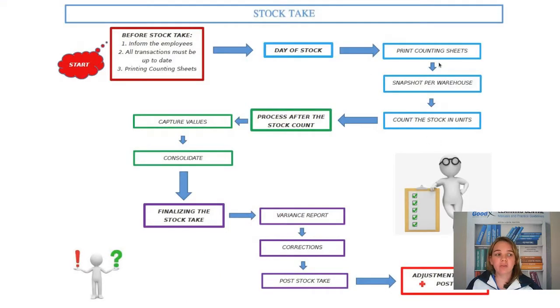Now, on our process flow, it says the first thing is print your counting sheets. So reprint the ones that you can't use and they have changed, or otherwise reprint everything. Okay, so print the counting sheets. Then you make a snapshot per warehouse. Now, what is a snapshot? A snapshot is a method in GoodX that freezes your stock quantity at that date and that time when you have pressed that button.